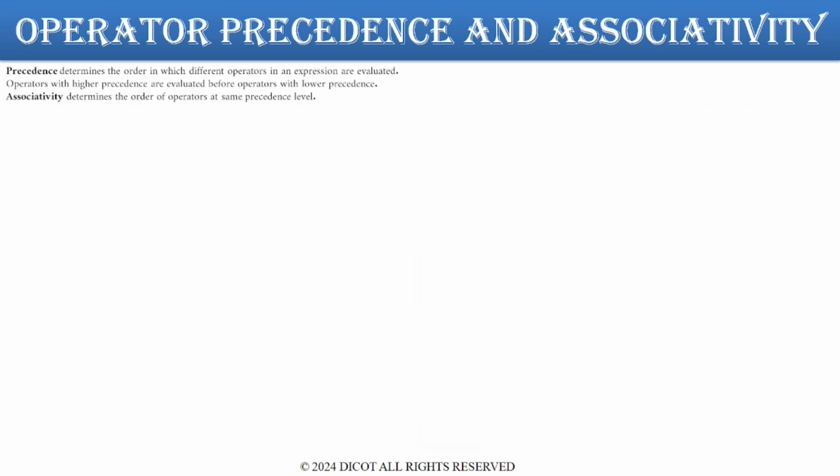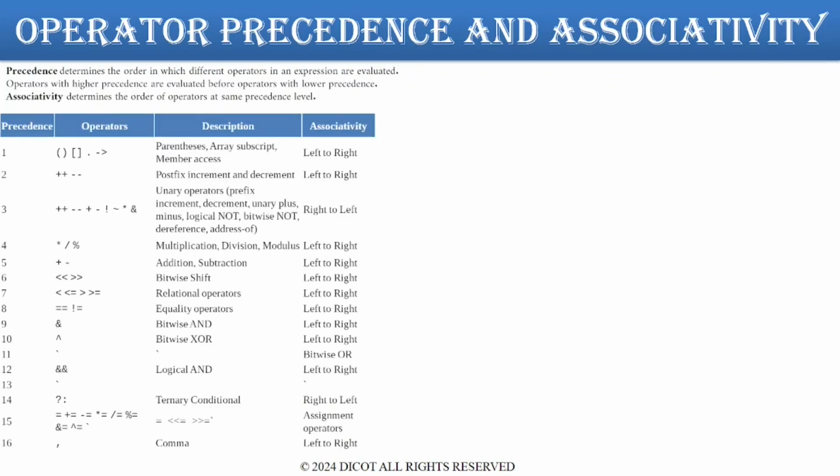Now let's consider precedence and associativity in the C programming language. Precedence determines the order in which different operators in an expression are evaluated. Operators with higher precedence are evaluated before operators with lower precedence. Associativity determines the order in which operators of the same precedence level are processed. It can either be left to right or right to left. When we say left to right, operators are evaluated from left to right.